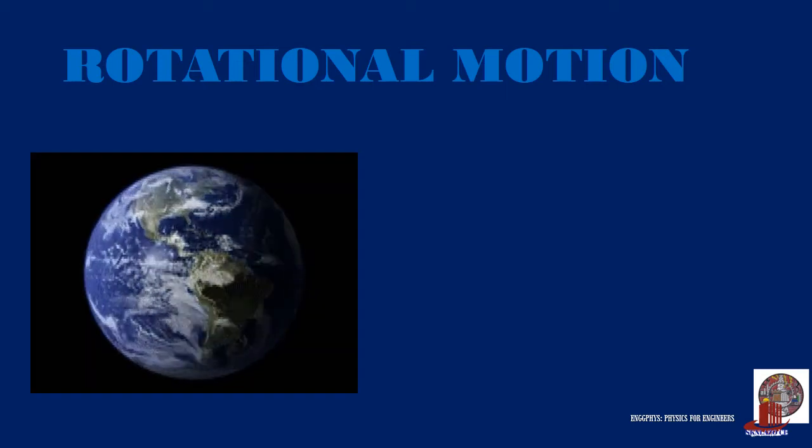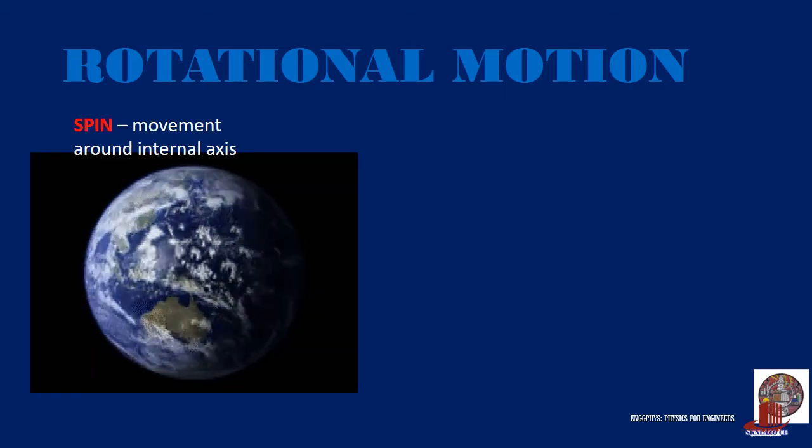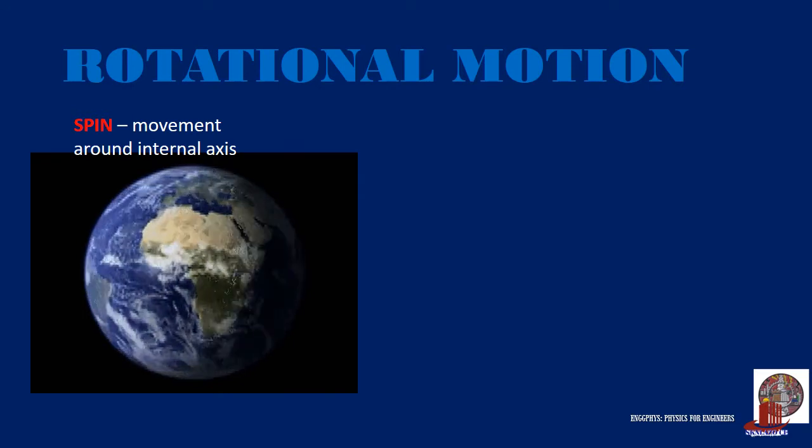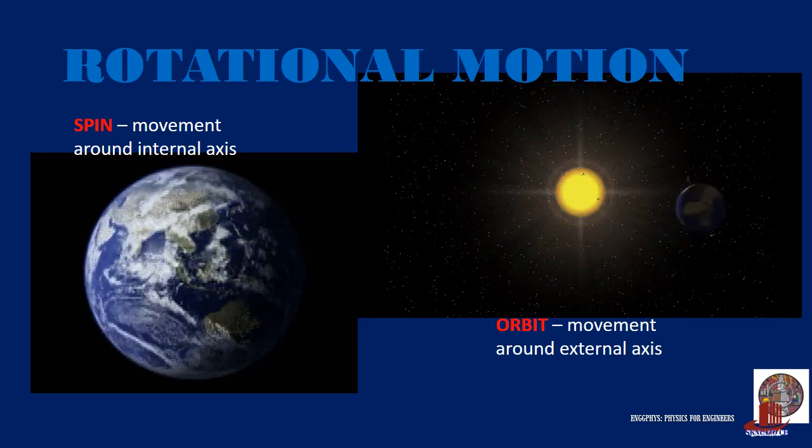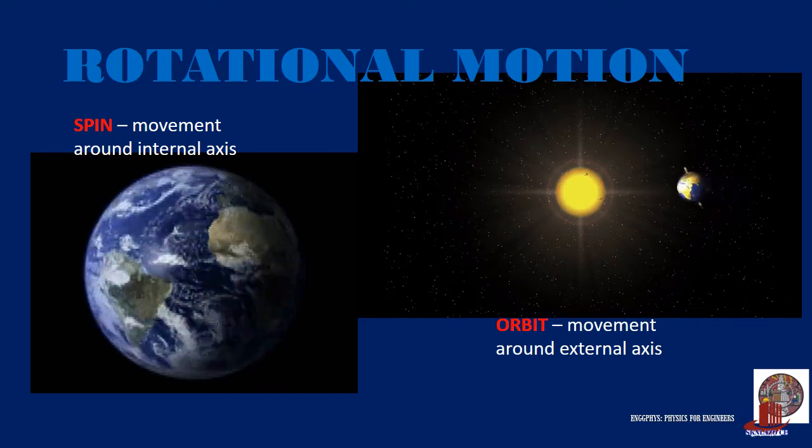We have spin, which is the motion of an object about its internal axis, just like the rotation of Earth, and we also have orbit, the movement of an object around an external axis. Sometimes we call it revolution.